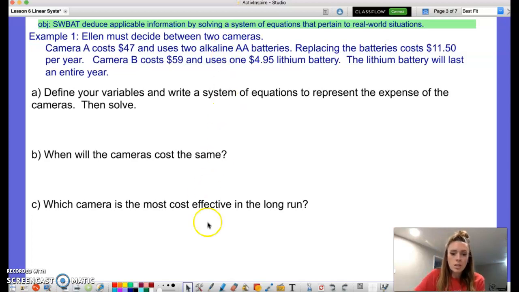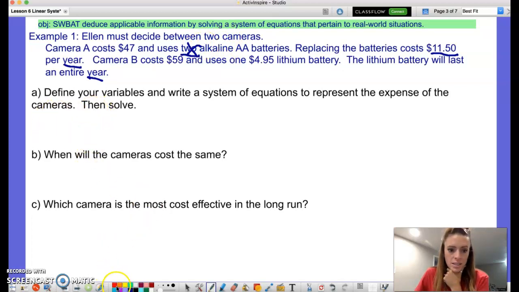So our variables here, they try to trip us up a little bit. They tell us year and year. And then they say 2 batteries right here, but then they say it just costs $11.50 to replace the batteries. So we're talking 1 battery here. We don't really need to pay attention to this too.